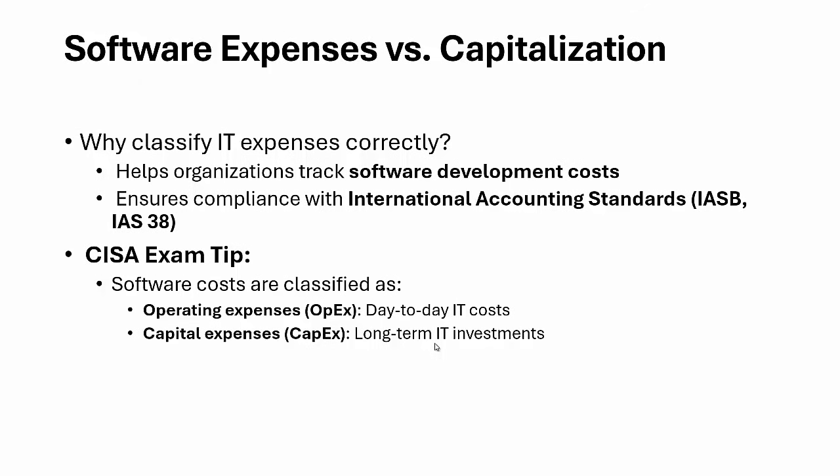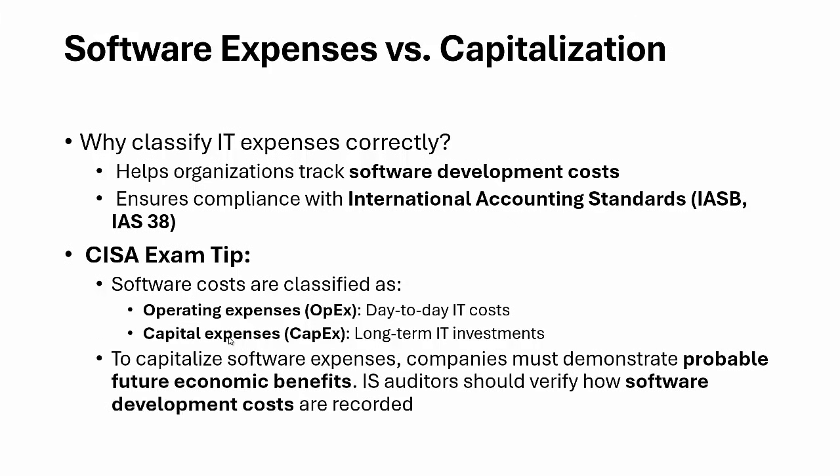Is it clear? Because see, when you buy hardware, it is a CAPEX. You cannot take it back. But in the OPEX case, tomorrow if you want to discontinue, you can discontinue. So it's very important. You need to capitalize the software expenses to demonstrate the probable future economic benefit. And the IS auditor has to verify how software developments are recorded. Are they creating any kind of functions for that?